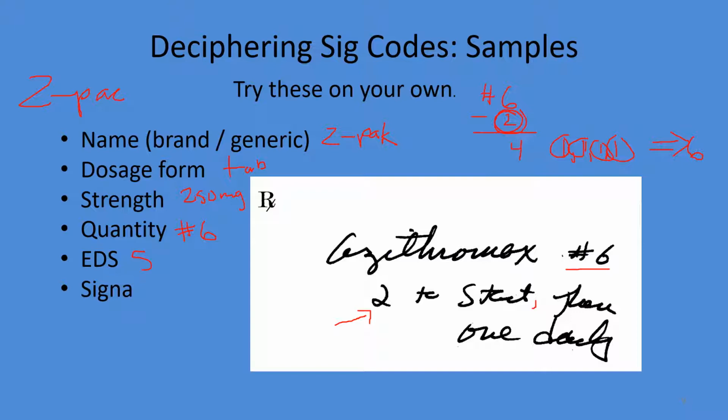So this is the Z-Pack regimen. No matter what the doctor writes, it's always going to be the same. Take 2 tablets by mouth now, then 1 tablet every day starting tomorrow.